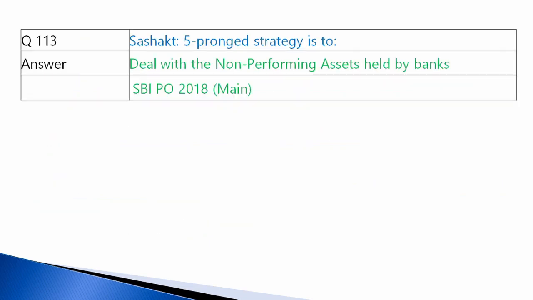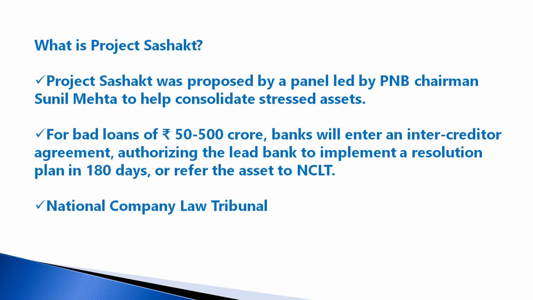What is the 5-point strategy of Sashakt? Deal with the non-performing assets held by the banks. Project Sashakt was proposed by a panel led by Punjab National Bank Chairman Sunil Mehta to help consolidate stressed assets. For bad loans of 50 to 500 crores, banks will enter an inter-creditor agreement authorizing the lead bank to implement a resolution plan in 180 days or refer the asset to NCLT.